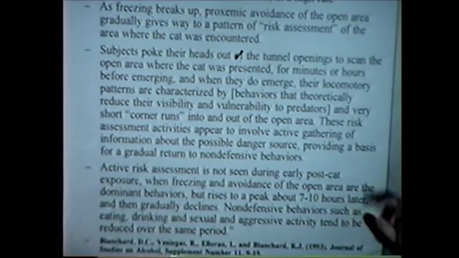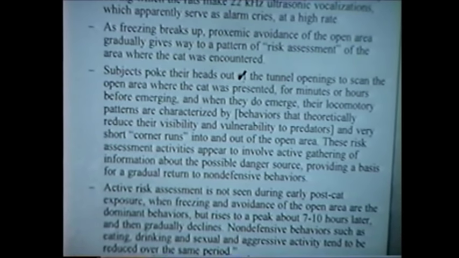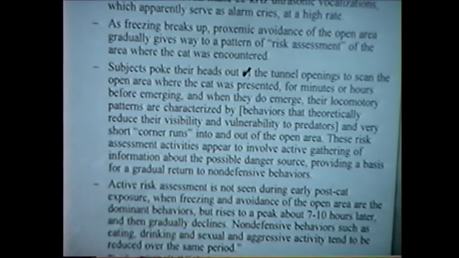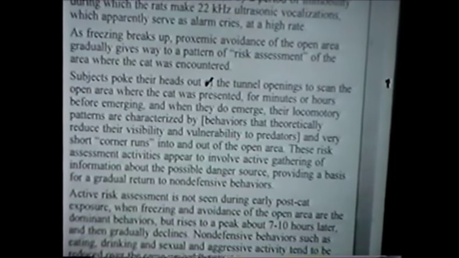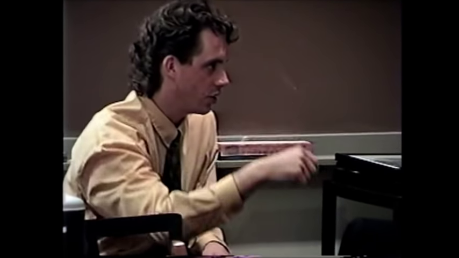Anyways, as freezing breaks up, proximic avoidance of the open area gradually gives way to a pattern of risk assessment of the area where the cat was encountered. Okay, so the rats are frozen, and they think, you know, oh no, death is around the corner. They don't precisely think that, but that's how they act. And if nothing happens that's also terrible, well, they start to relax a little bit. And as soon as they start to relax, the circuitry, like they're very curious about this unexpected occurrence, but they're overwhelmed by anxiety. They don't do any exploring. They run back and make sure that nothing terrible happens, just like that wolf did with the sheepdog.